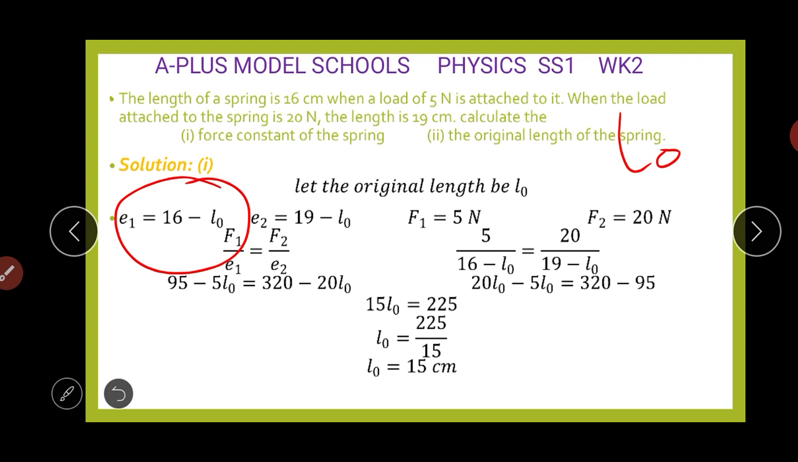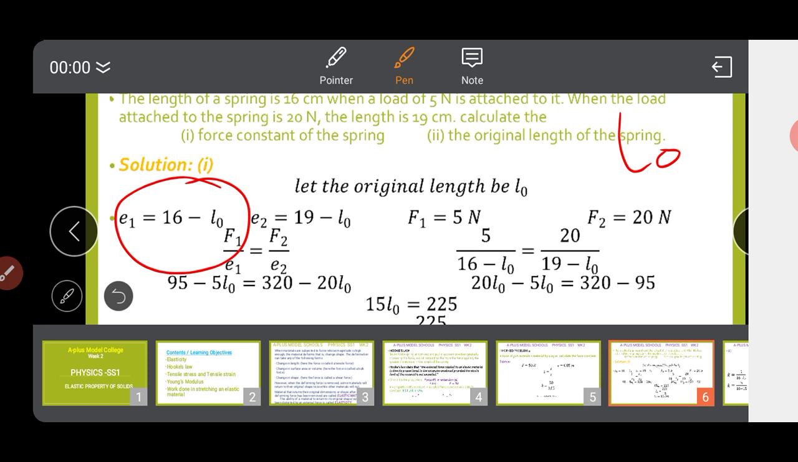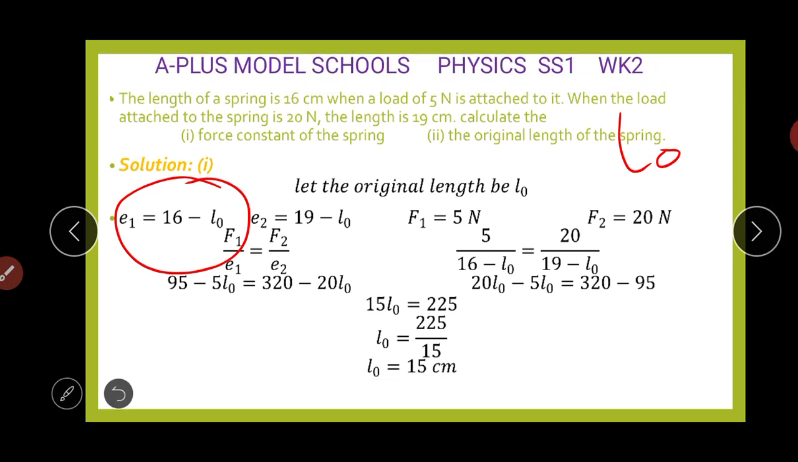When a load is applied, they must have applied a force. Don't forget that load means force. The final length is 16, so before the load it was something else. That's why we call it L naught, the original. So the first extension, E1, is 16 minus L naught. Don't forget, 16 is the final length minus the original length. The second one is extended by 19, so that will be 19 minus L1.